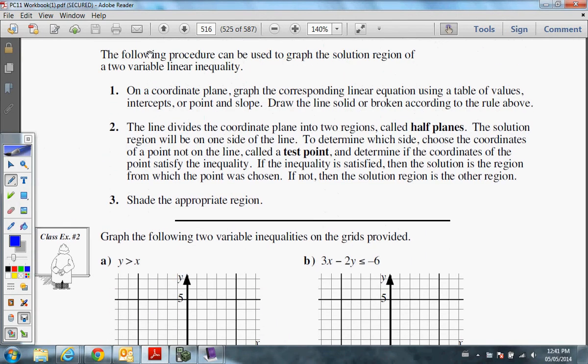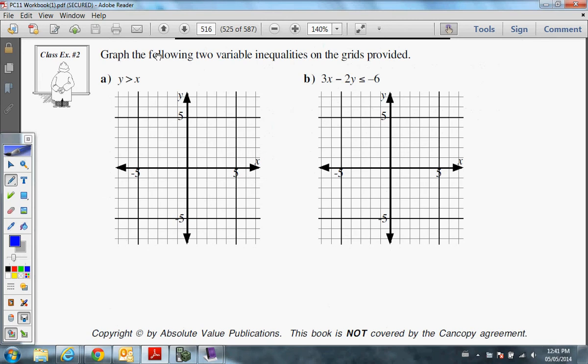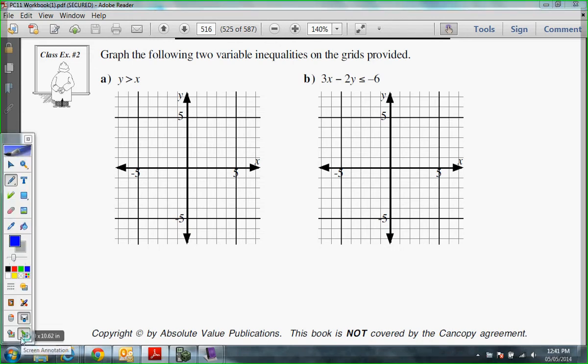All right. Let's get to our example 2 here. This may help a little bit with clarity. That part before, they just talk about testing points. That's what we just did: picking a point in the region you shaded and testing it. Okay, so y greater than x. Amanda, what do you think? Dotted or solid line? Dotted, right?